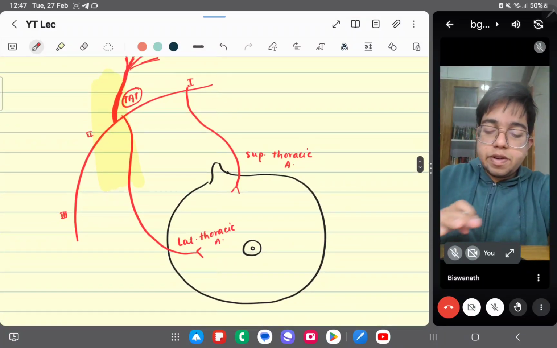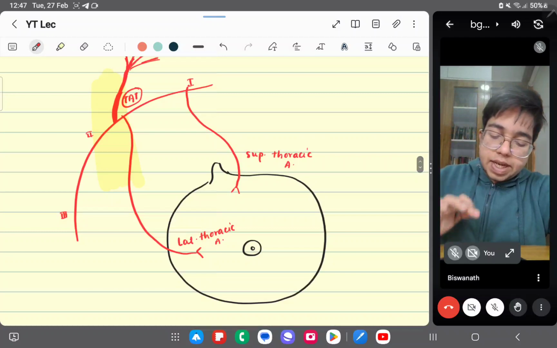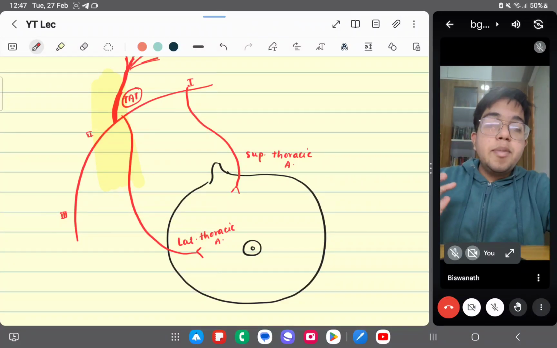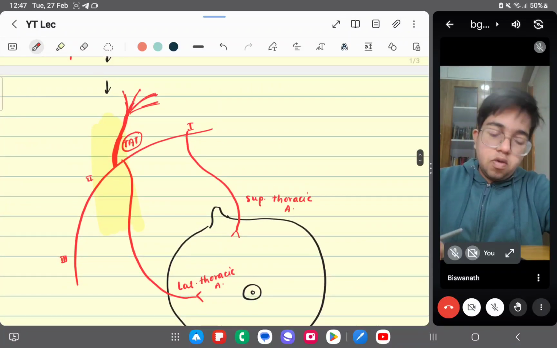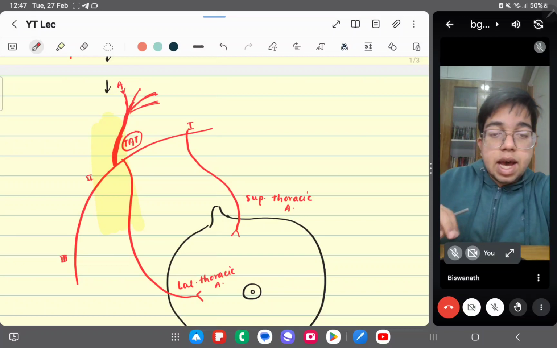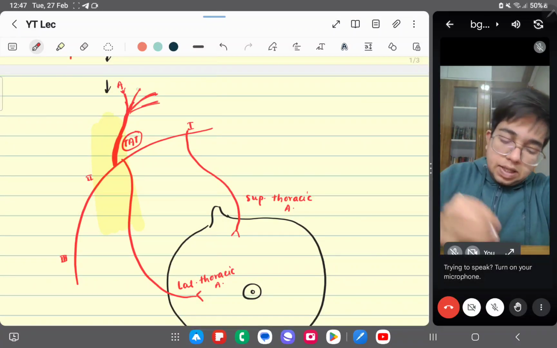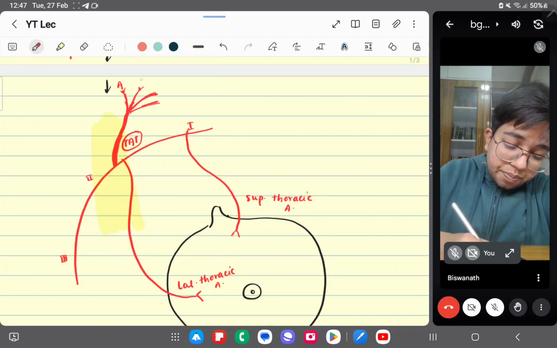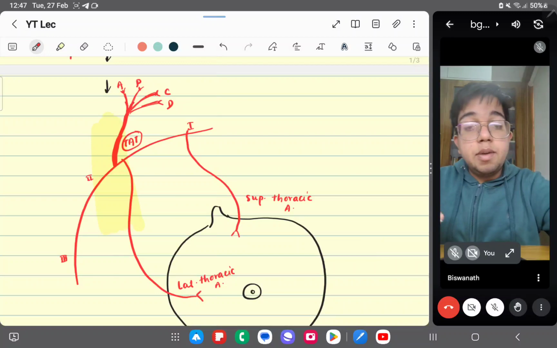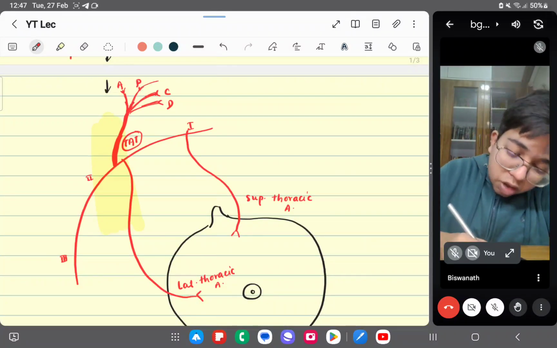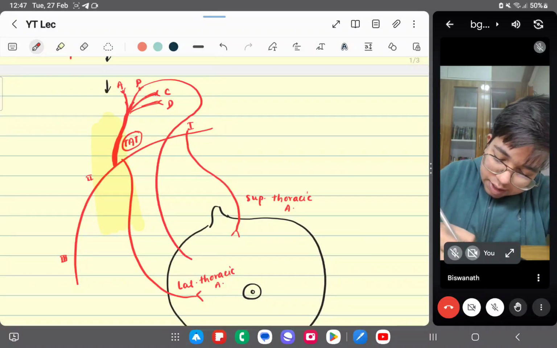So understood: from the first part, superior thoracic; from the second part, lateral thoracic artery. Understood? From the thoracoacromial trunk, we have APCD branches. A is for acromial branch, which will supply the acromion process. B is the clavicle. Sorry, APCD, not ABCD. P is the pectoral branch of the thoracoacromial trunk.